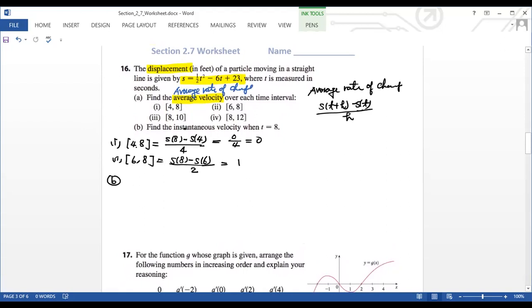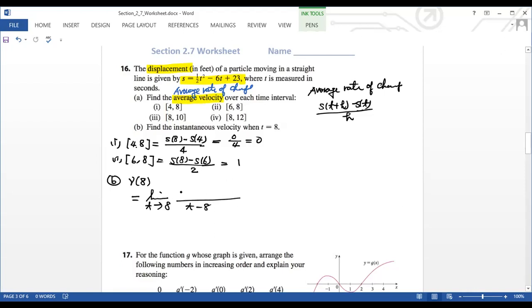Okay, so now part B is here. They want to find the instantaneous velocity, right? So what is the instantaneous velocity? The instantaneous velocity means the derivative, right? At t equal to 8. Okay, so let's see here. How do I do that? I'm looking for v of 8. So what I'm doing here, I say, hey, I have a limit, right? As t approaches 8, and here I have t minus 8.